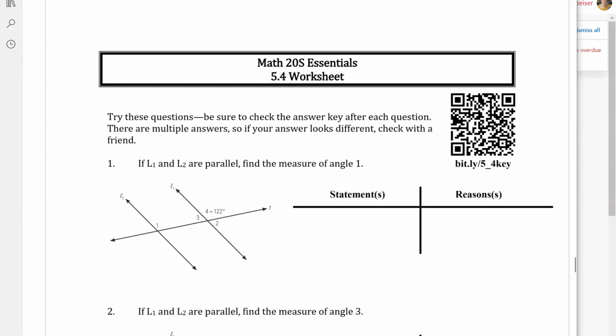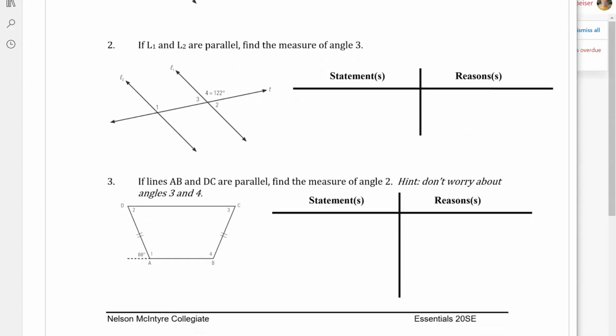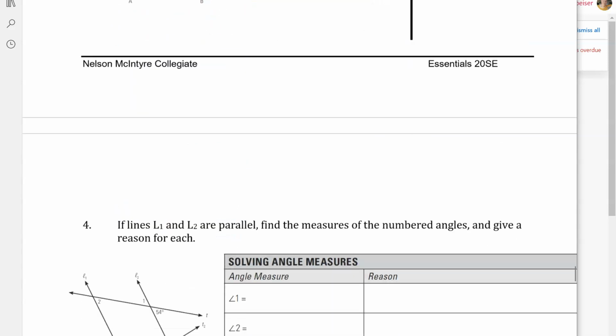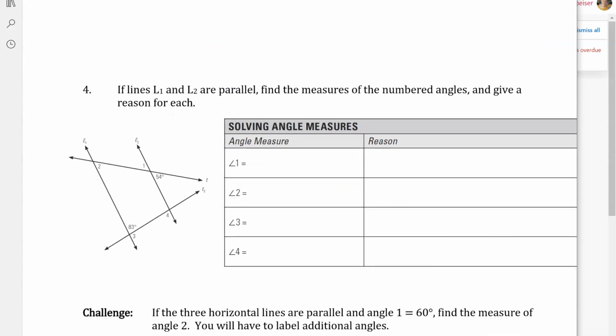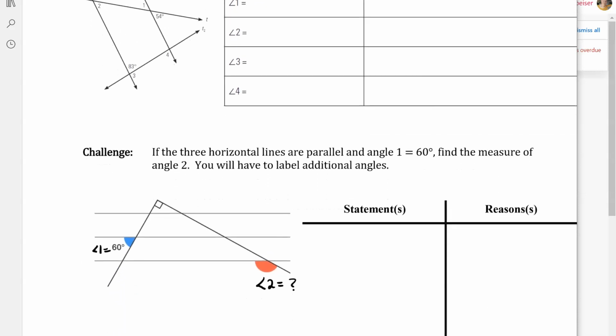Okay, so you have a worksheet that comes up, and you've got some similar kind of questions here. Let's look at number 3. It says, if lines AB and DC are parallel, so the two that are parallel are this one and this one, find the measure of angle 2. So I've got this angle here and that angle there. So yeah, I think you can do that in one step. That won't be too challenging. And here, you can figure out what angle 1, angle 2, angle 3, and angle 4 are. So that's a few different ones. And then there is a cool little challenge. See if you can get that one as well. It might be 2 steps.